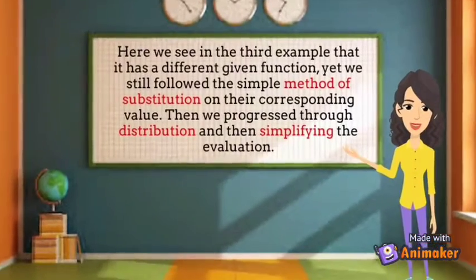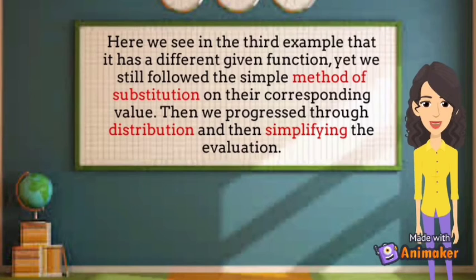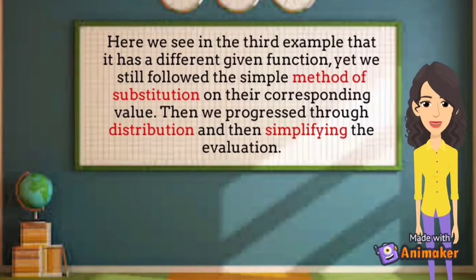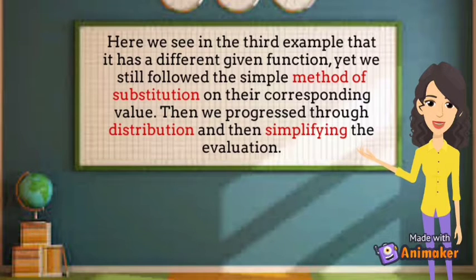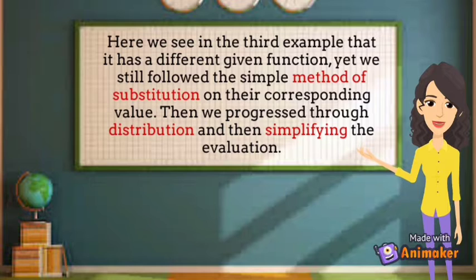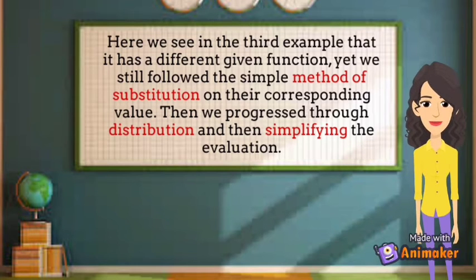Here we see in the third example that it has a different given function, yet we still follow the simple method of substitution on their corresponding value. Then we progress through distribution and then simplifying the evaluation.